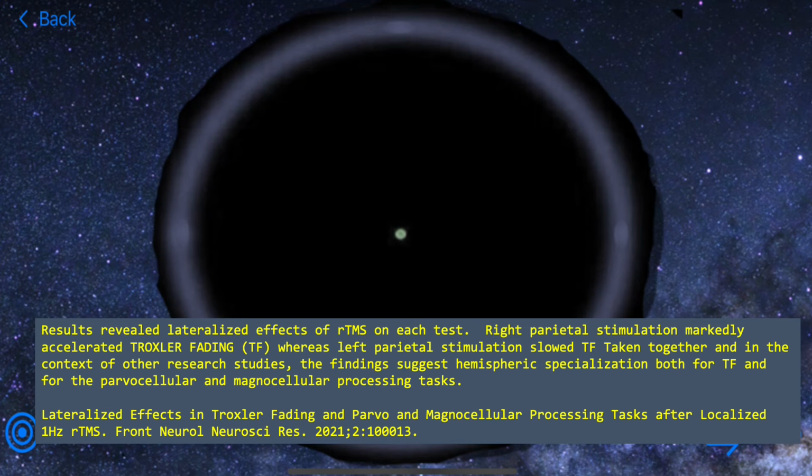Furthermore, the Troxler fading phenomenon has been linked with activity in the right parietal lobe. This suggests that with increased activity in the right parietal lobe, there is an associated decreased microsaccade activity or increased gaze stability. These findings were published in the journal Frontiers of Neurology and Neuroscience Research, published in 2021.